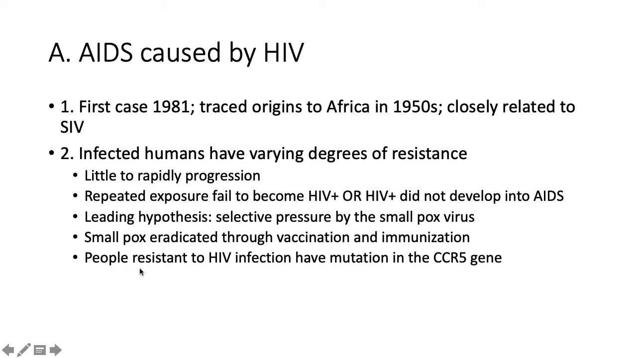Another thing they notice is that people that are resistant to HIV infection tend to have a mutation on a gene called CCR5. And we'll talk about the CCR5 in a couple of slides here. Actually, on the next slide, I'll show you what the CCR5 is. But the CCR5 is a receptor on T cells. And if it's mutated, well, then the HIV virus can't affect it because it can't dock with it.